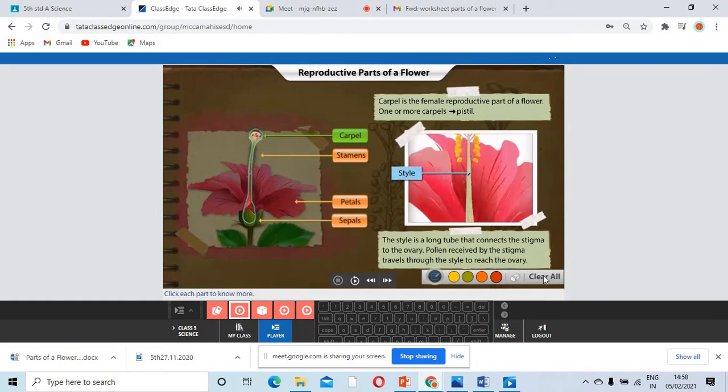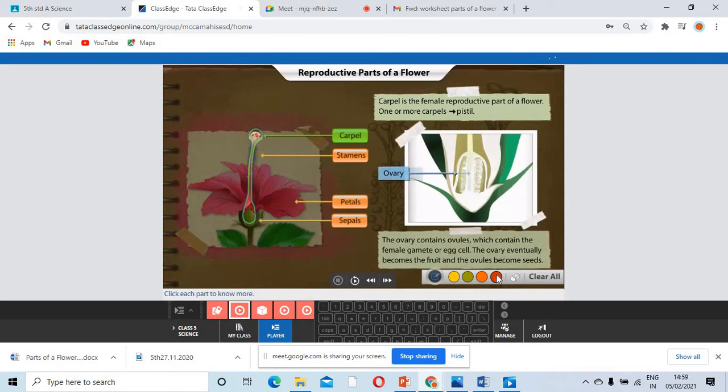The style is a long tube that connects the stigma to the ovary. Pollen received by the stigma travels through the style to reach the ovary. The ovary contains ovules, which contain the female gamete or egg cell. The ovary eventually becomes the fruit, and the ovules become seeds.